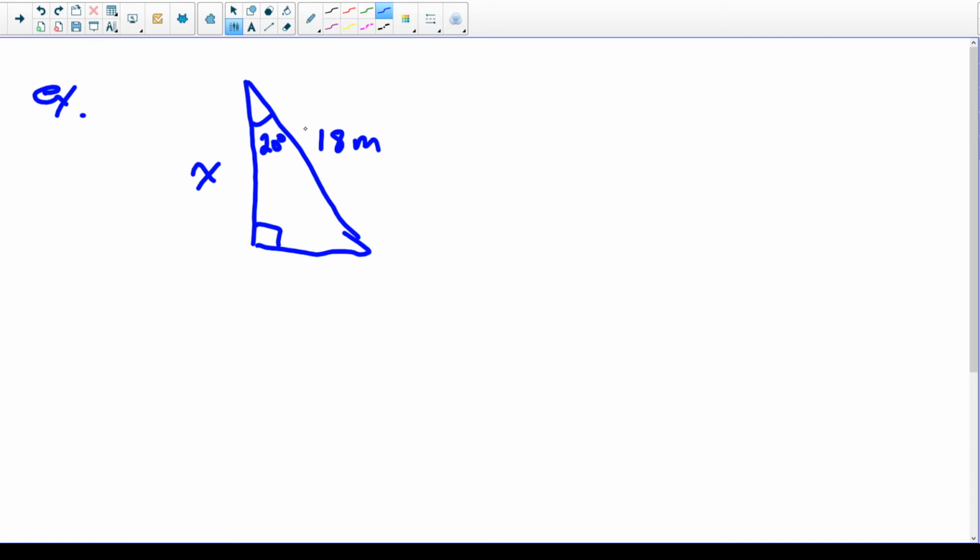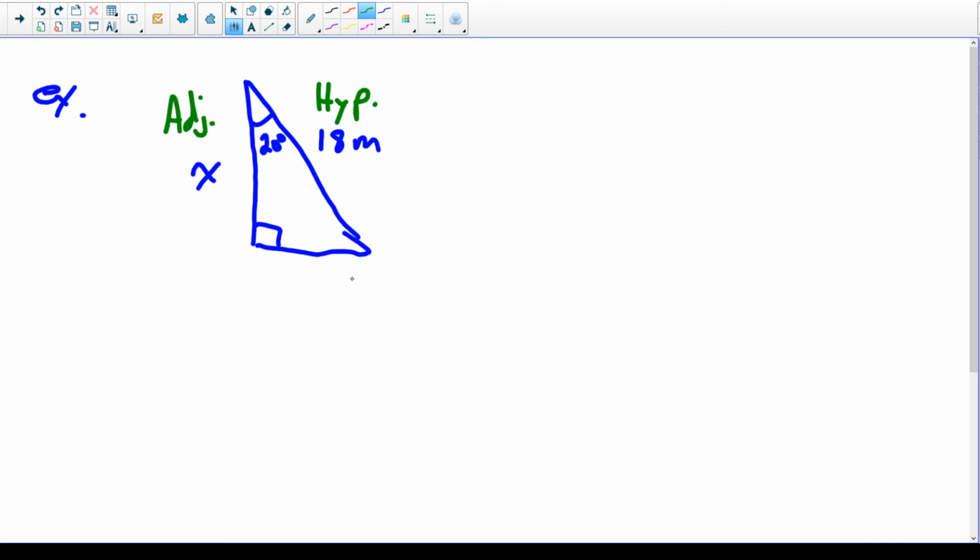So the word adjacent means next to the angle. Now, there are two sides that are next to the angle. That side and that side form the angle. So either x is the adjacent or 18 is the adjacent. Well, 18 can't be the adjacent, because 18 is already defined by the longest side of the triangle as being the hypotenuse. So I know that 18 is the hypotenuse. That means that x has to be the adjacent. It's the only other side that's touching that angle.